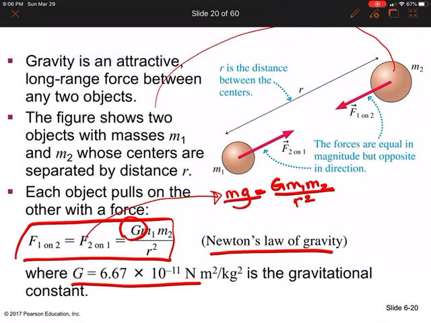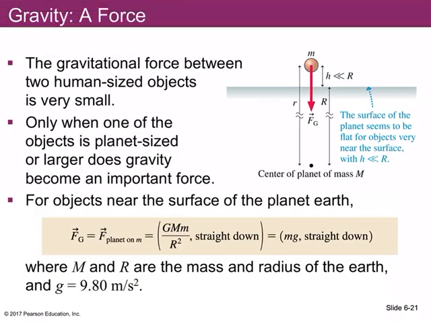And then if you divided that by m to both sides, that cancels. And then that would cancel one of those masses, and you would be left with gravitational constant, times mass divided by radius squared. And that's equal to little g. So we are going to actually solve that in a couple of slides. So this is saying that the gravitational force between two human-sized objects is so small. Only when one of the objects is a planet-sized or larger does gravity become an important force.